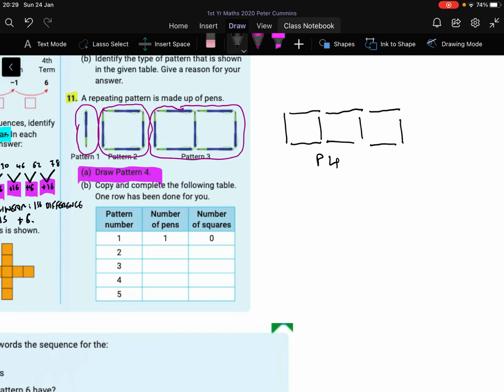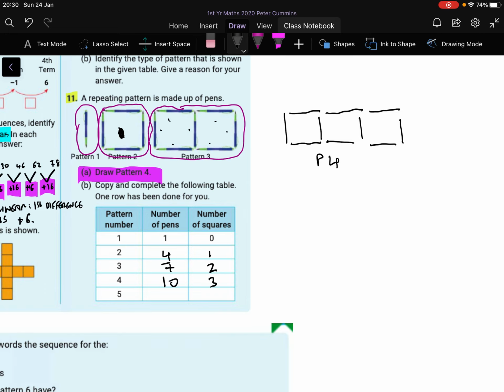Copy and complete the following table. One row is done for you. So in pattern number 2, we're going to have 4 pens and 1 square. Pattern 3, 1, 2, 3, 4, 5, 6, 7 is going to be 7 pens and 2 squares. And the one I just drew is going to be pattern 4. That's going to have 10 pens and it's going to have 3 squares.